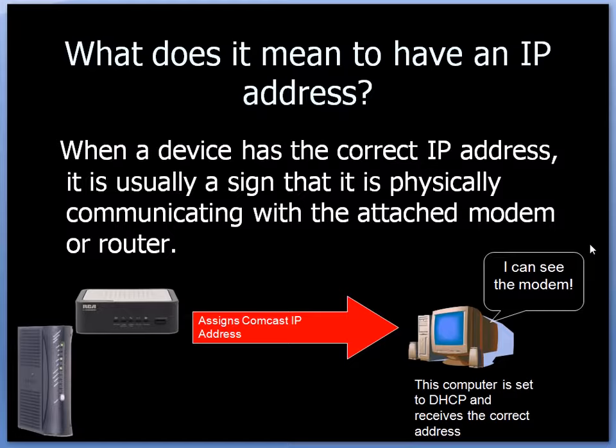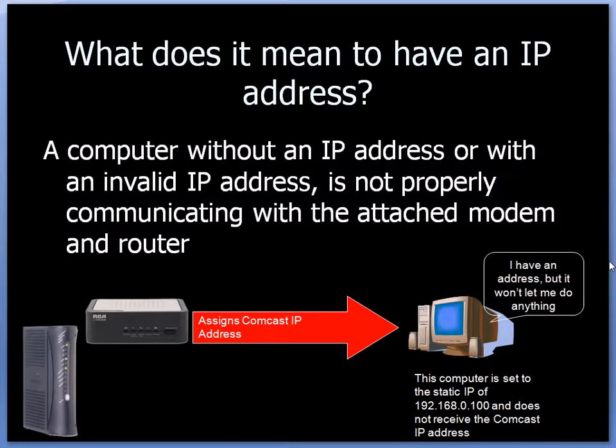What does it mean to have an IP address? When a device has the correct IP address, it usually is a sign that it is physically communicating with the attached modem or router. As you can see in this diagram, the modems are connected, and it says, hey, I can see the modem. All is well. A computer without an IP address or with an invalid IP address is not properly communicating with the attached modem or router.